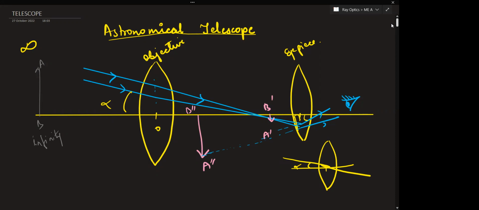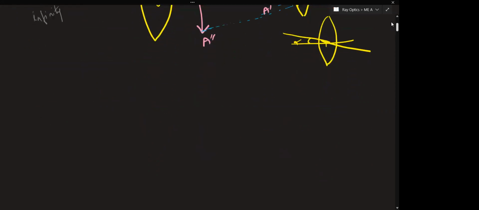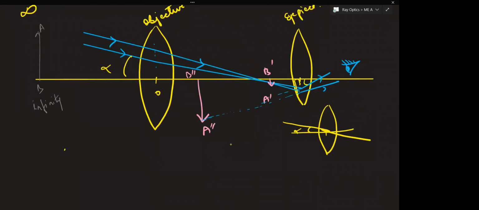This is which case? Image is formed at the least distance of distinct vision. Two cases we do know. This is the first case, least distance of distinct vision.